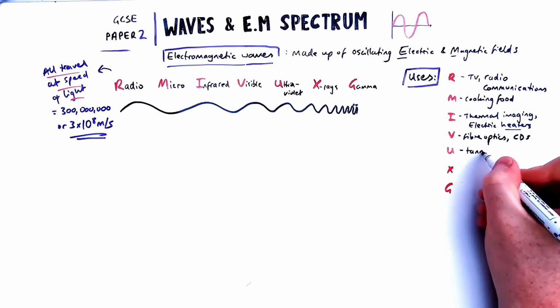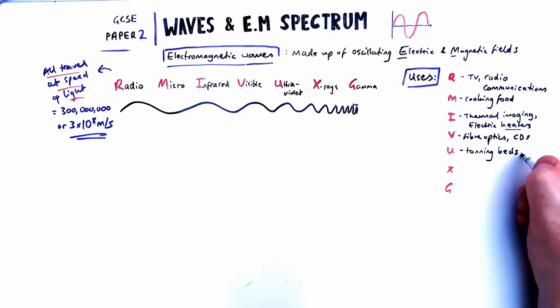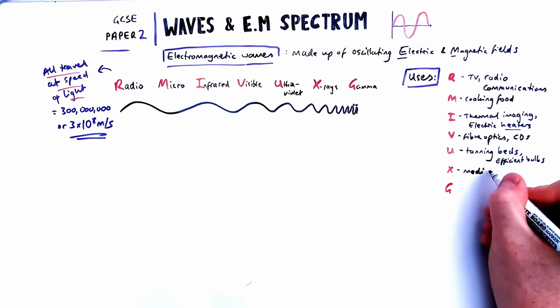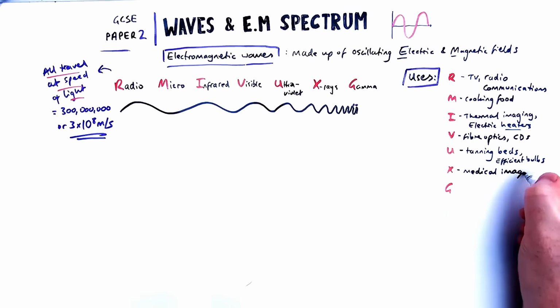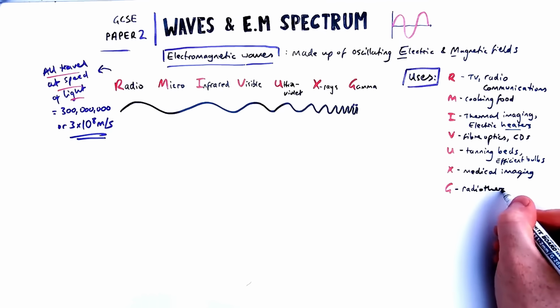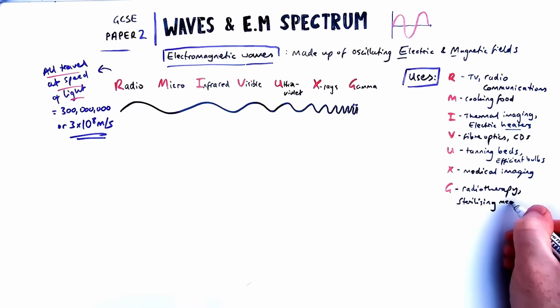Visible light is used obviously for seeing, but also for fiber optics, and also for things like CDs and DVDs. Ultraviolet is used for suntans in suntan beds or tanning beds, and also for energy efficient bulbs. X-rays are used for medical imaging, so to detect any broken bones. Gamma rays are also used for imaging, but also radiotherapy and sterilizing medical equipment.